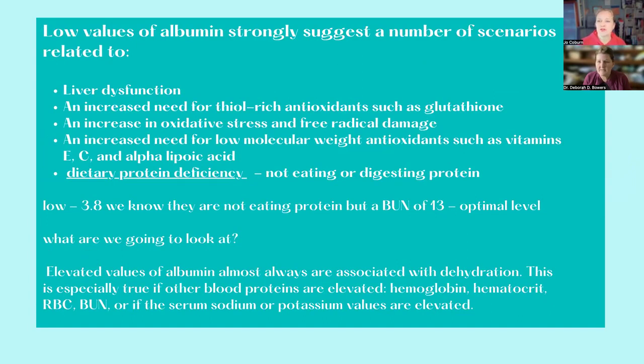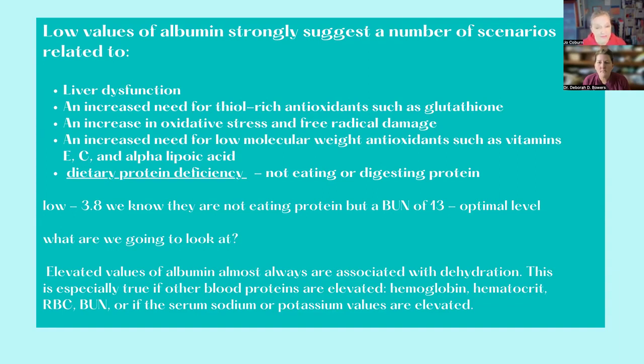Low levels of albumin strongly suggest a number of scenarios related to liver dysfunction. Most of it's made in the liver, so it makes sense that if there are low levels, you might think something's happening in the liver. An increased need for thiol-rich antioxidants such as glutathione, an increase in oxidative stress and free radical damage, an increased need for low molecular weight antioxidants such as vitamins E, C, and alpha lipoic acid.